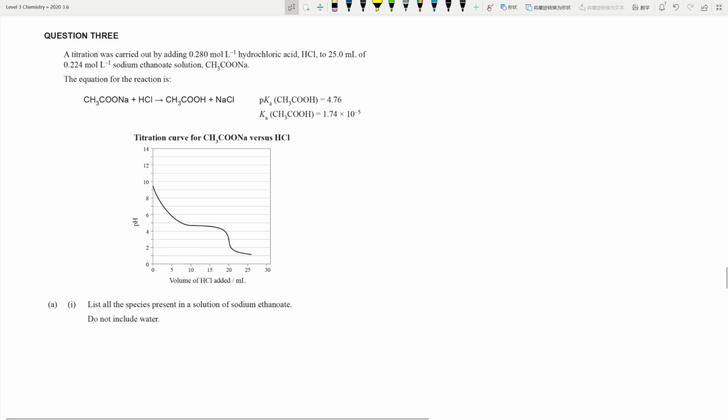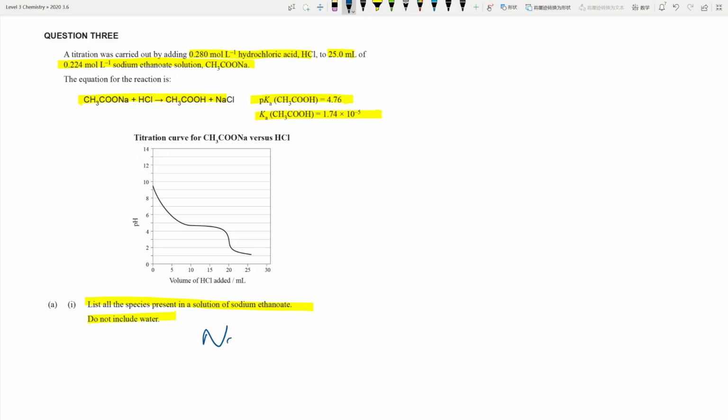List all the species. So this is a titration curve. Let's look at it. 0.28 moles per liter HCl to 25 mL of this. So we need to know this. pK is that, K is that, and they gave the equation. Thank you very much. List all the species in solution of sodium ethanoate. Oh god, that's just too easy.